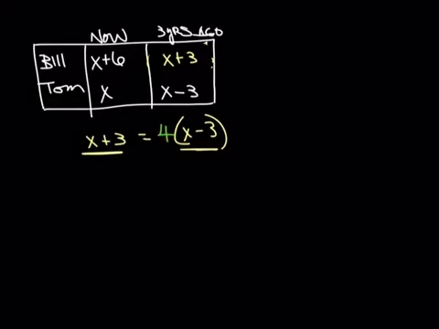Okay? Many times people will put the 4 over here. But make sure you look. You're trying to make their ages equal. In order to make them equal, you have to make Tom's age 4 times. All right, then we can do distributive.